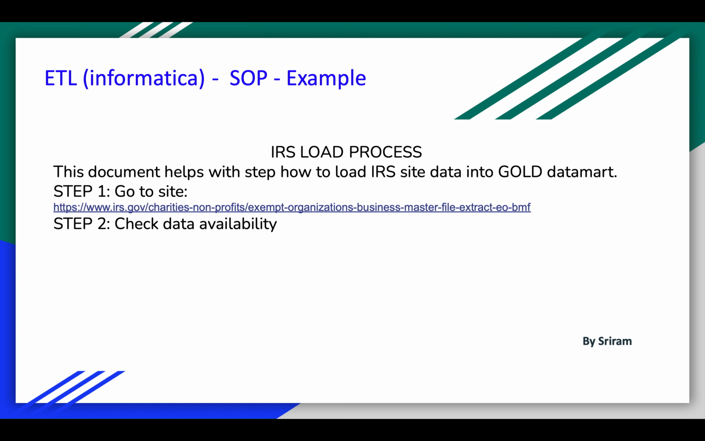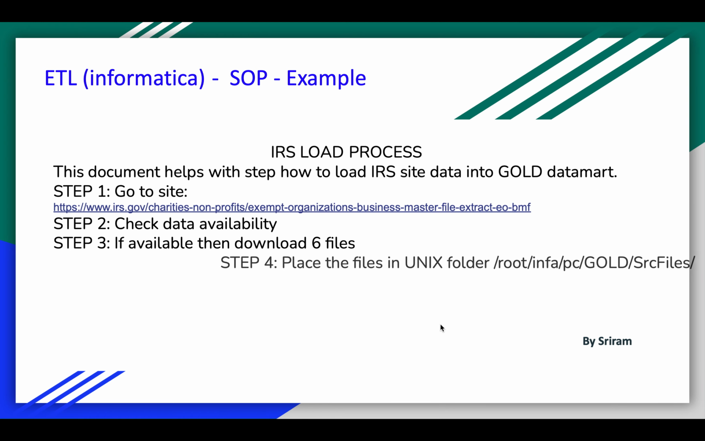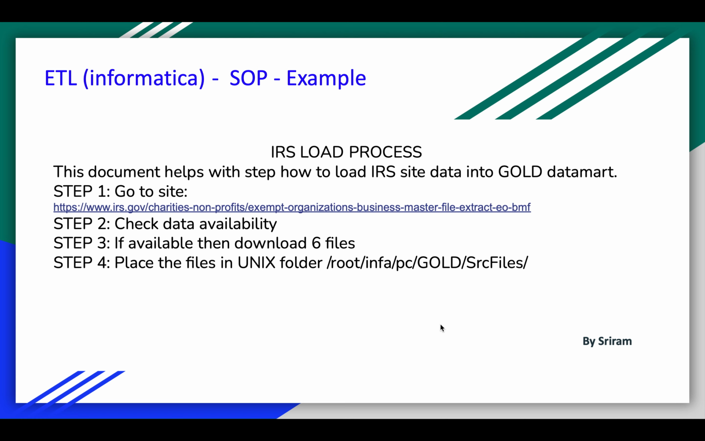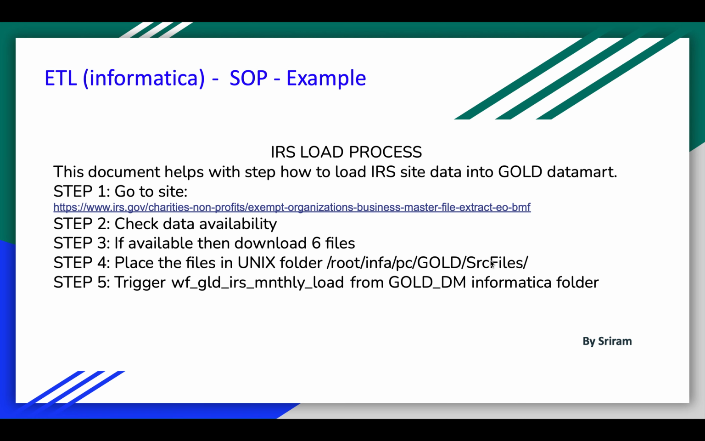First, go to this website and check whether data is available. If data is available, then download all 6 files. And step 4, place these files into the Unix folder: root, infa, pc, gold, source file. This is a sample example I'm giving; it may not be the same for every application. We are placing the files in the source file location.